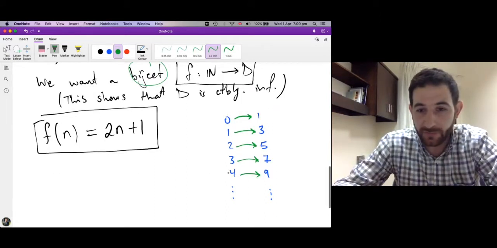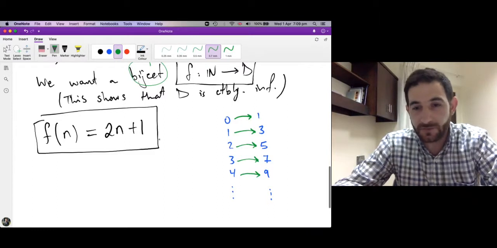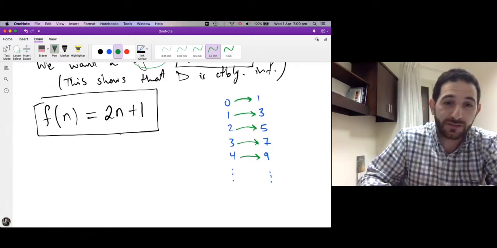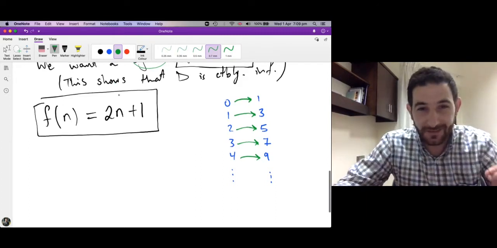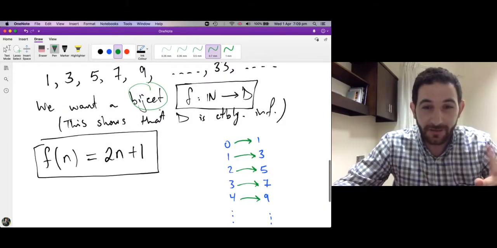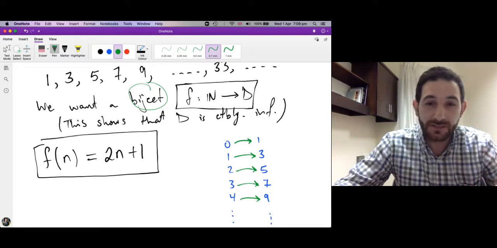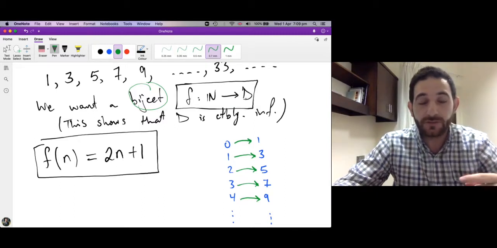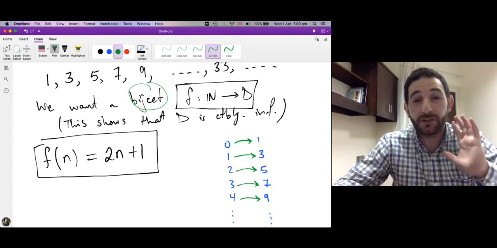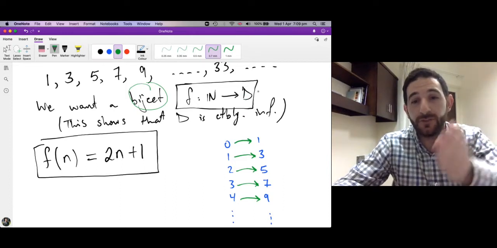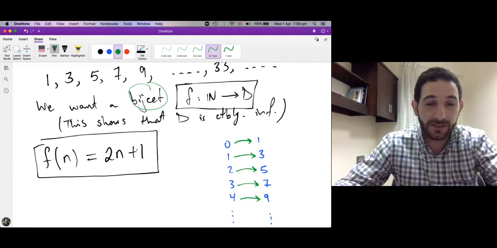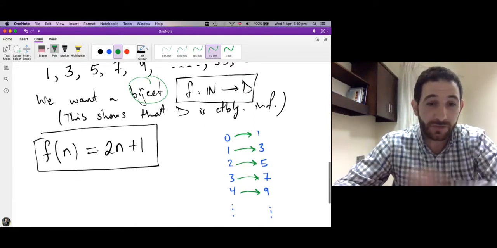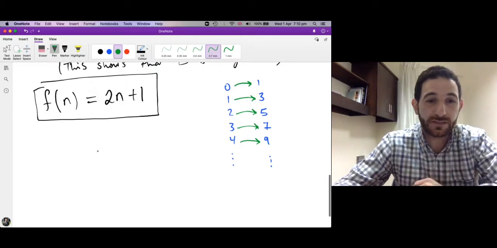For example, f of 4 is 9. 2 times 4 is 8 plus 1 is 9. We want to show that this function is a bijection. Let me say this again: D is countably infinite means there is a bijection from N to D. So there is at least one bijection. I don't say every function from N to D is a bijection. I'm saying there is one, and I'm giving an example of one, which is this one. But now I want to really show that it's a bijection.